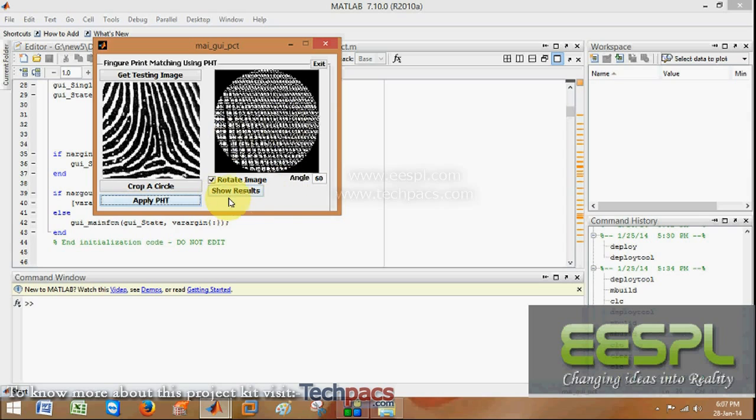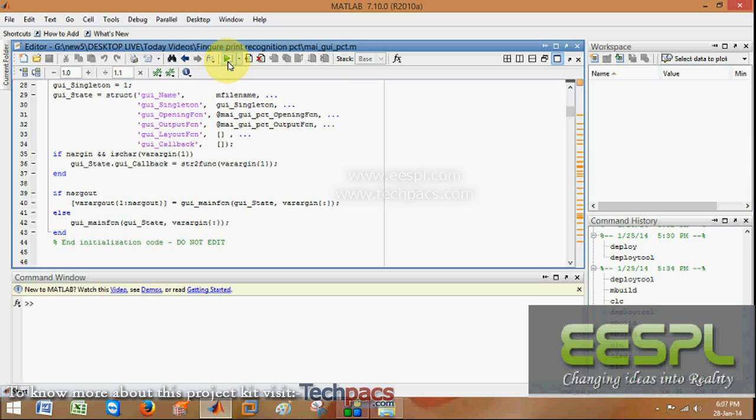after the PHT there is a box up here that is show result. If it is detected with the database which we are using or training image, then it will detect. But the difference is only that the input image is rotated at some angle. When I click on show results, yes, it will show me the Euclidean distance and it shows that fingerprint is matched.